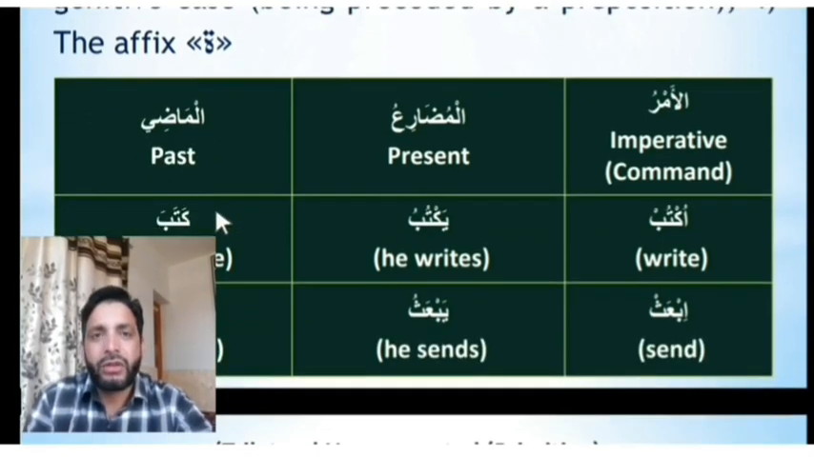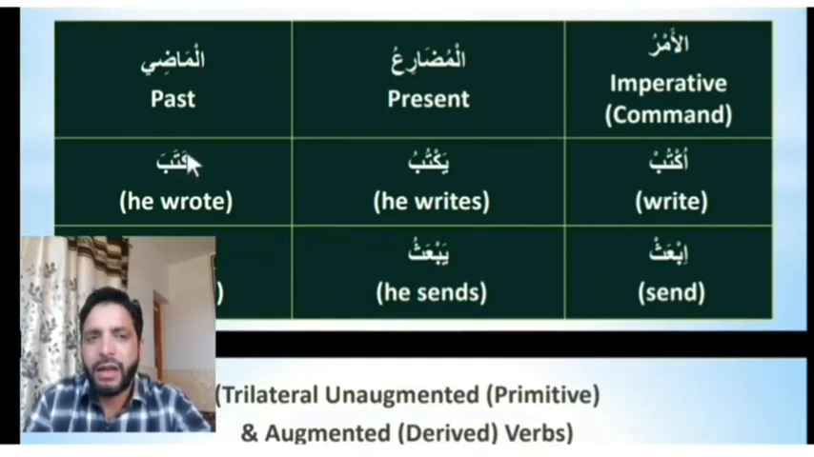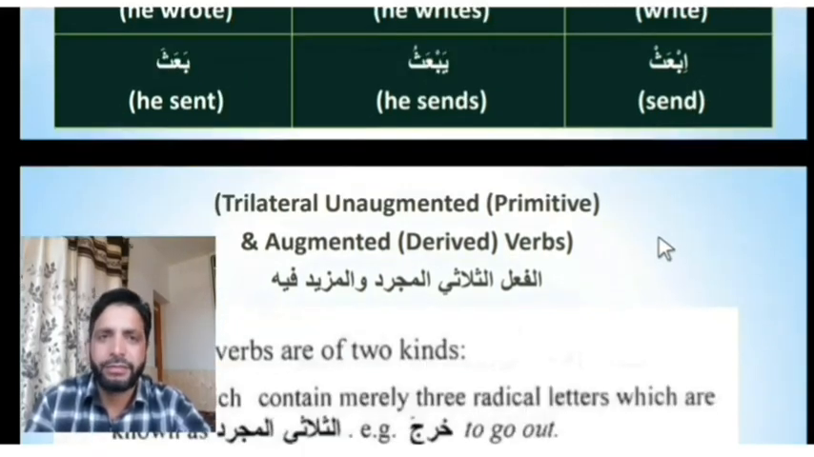Now see here, al-mazi, al-muzari, al-amr. كتب يكتب اكتب. كتب, he wrote. يكتب, he is writing, he will write or he writes. اكتب, you write. فعل أمر. بعث, he sends, he sent, past. يبعث مضارع, he sends. ابعث, you send. It is أمر, فعل أمر.